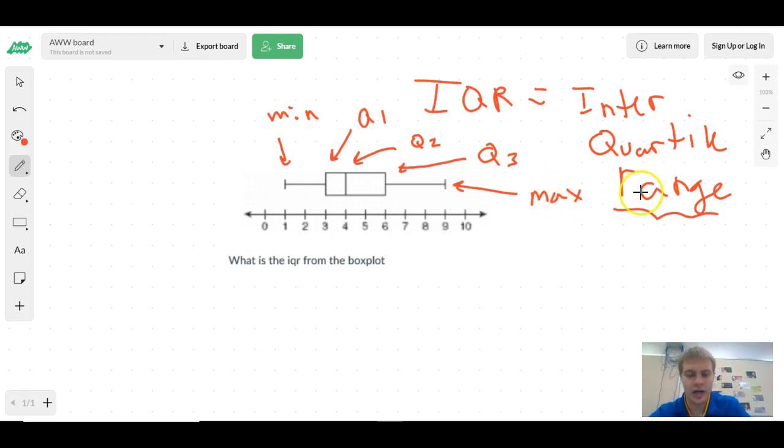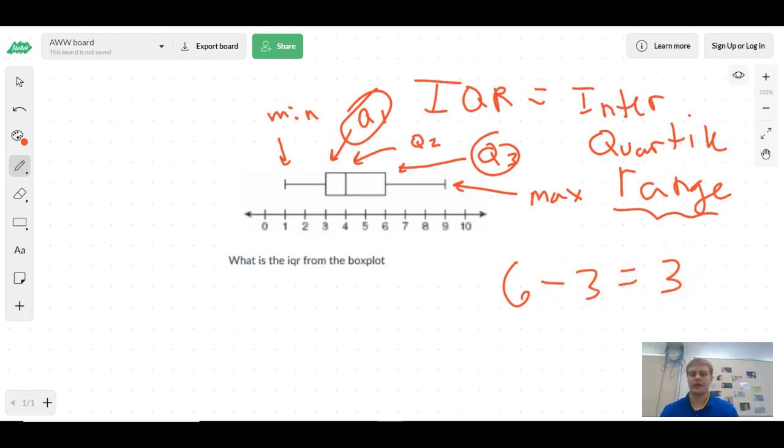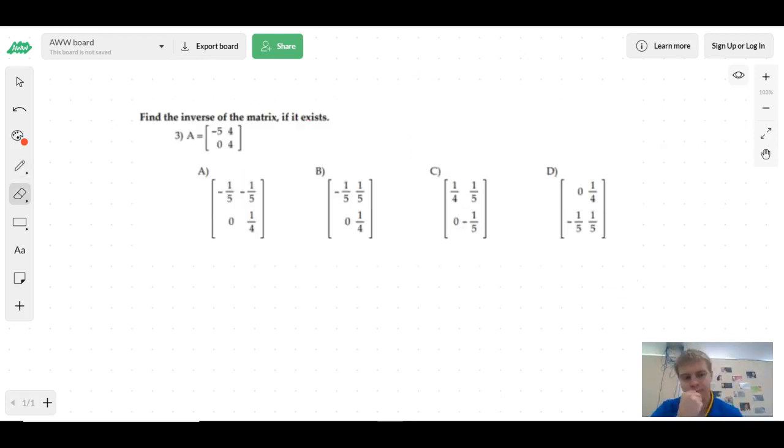So range is highest minus lowest, and since we're talking about quartiles, it'll be our lowest quartile and our highest quartile. So we need these two, which looks like 6 and 3. So 6 minus 3 is 3, and that would be our interquartile range. Let's do the next one.